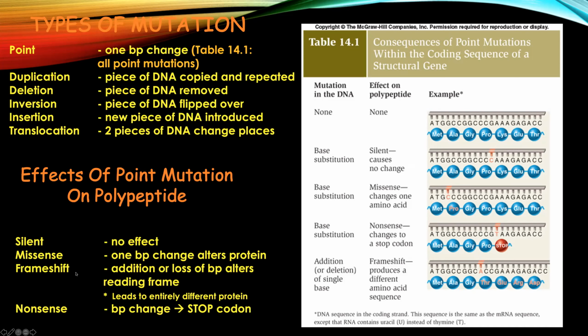A frame shift, as I've just said, is the addition or loss of one base pair, and it changes the reading frame so that everything from the mutation on downstream, all the amino acids are different. And that, in fact, is what happens in ALS, Lou Gehrig's disease. There's a cytosine missing, it changes the frame, all the amino acids are different, and it's a lethal mutation. Then a nonsense mutation, remember the word nonsense, is one base pair change which results in a stop codon. So the translation stops prematurely. You get a truncated protein that is usually not active at all.